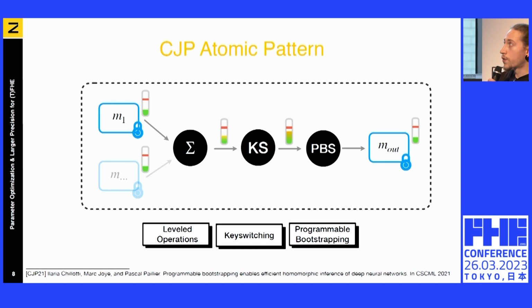So the first translation we looked at is what we call the CGP atomic pattern. So now the private data are LWE ciphertexts. Those are the ones in blue with the little thermometer. The dot product can be performed over ciphertexts. And to perform the lookup table, we can do a key switching and a programmable bootstrapping, which enables us to compute the function and reduce the noise at the same time.